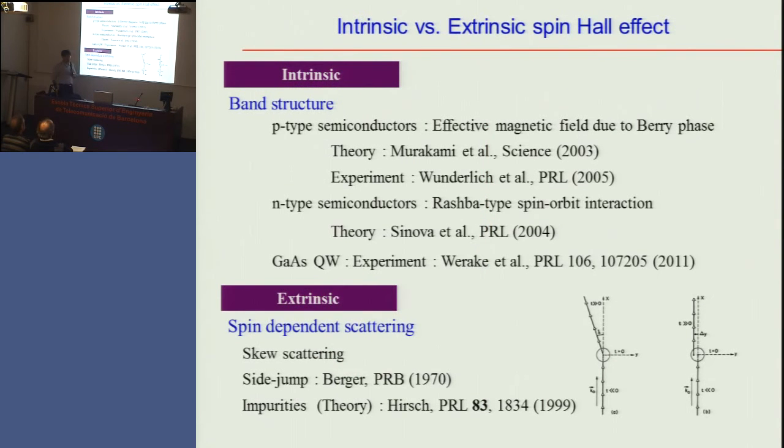Here are some examples of the spin-Hall effect, intrinsic and extrinsic. Intrinsic is from the band structure, and extrinsic comes from impurities. People are more interested in the intrinsic effect, but so far the reports are listed here, and the corresponding theories are listed here.